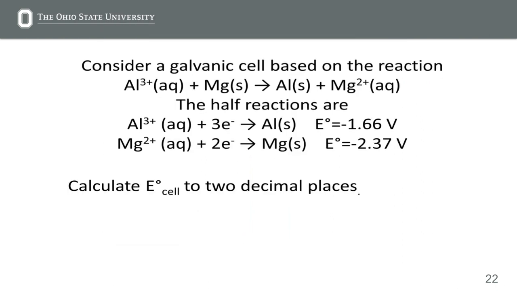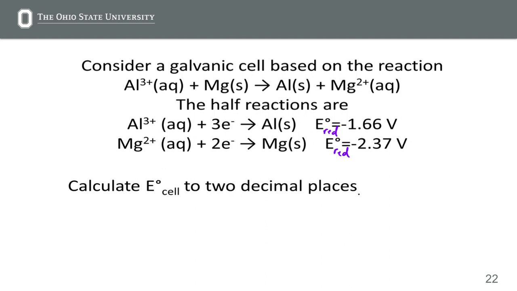So let's think about a galvanic cell with this overall cell reaction of aluminum 3 plus plus magnesium forms aluminum solid and magnesium ion. There are two half reactions, and you can look up these reduction potentials. Those are reduction potentials for those half reactions. Given those half reactions, I want to calculate or determine the cell potential for a galvanic cell.